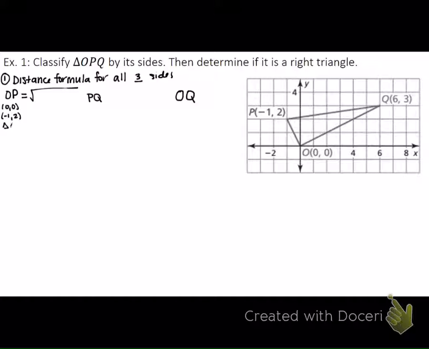Hunter, what is the change in x of OP? 1. 0 to negative 1 is 1. Gabe, how about the change in y of OP? It goes up 2. 0 to 2 is 2, so we do 1 squared plus 2 squared. So that's 1 plus 4, which is the square root of 5. See what questions you have. We did the distance formula at the beginning of the year, so if you need help, let me know.